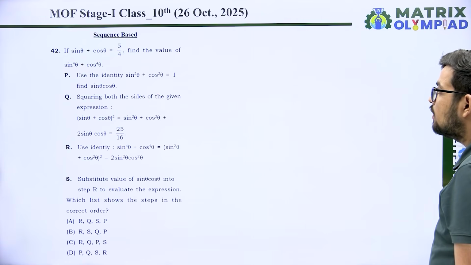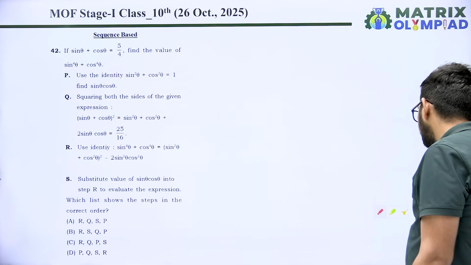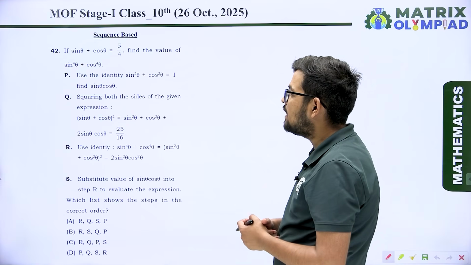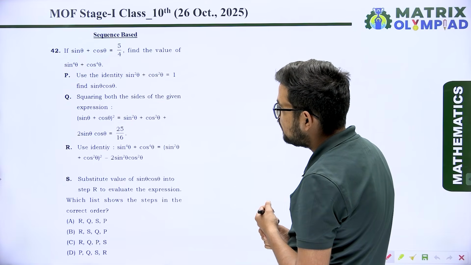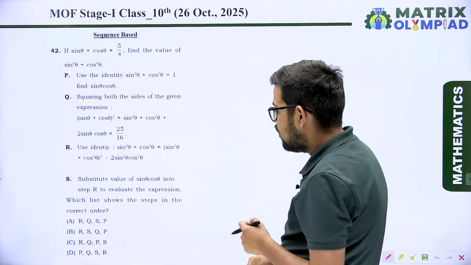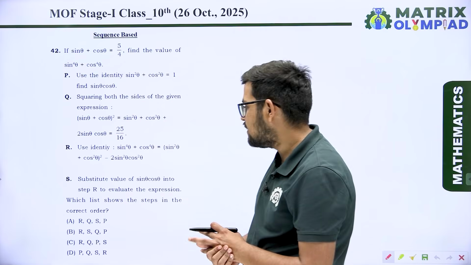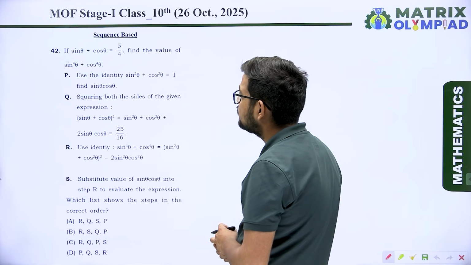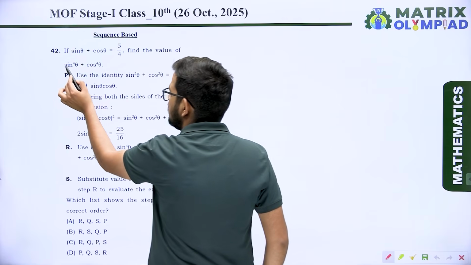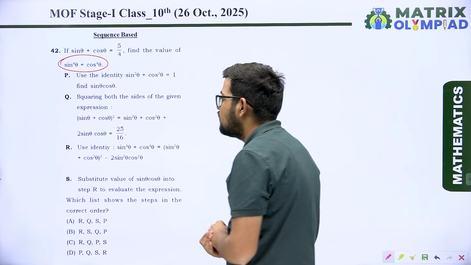Next, question number 42. If sin theta plus cos theta equals 5 upon 4, find the value of sin raised to power 4 theta plus cos raised to power 4 theta. Which list shows the steps in correct order? Okay, so first of all, we have to find the value of sin raised to power 4 theta plus cos raised to power 4 theta.